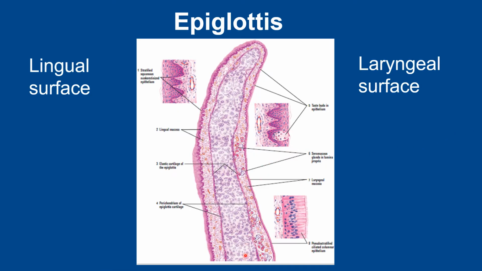Epiglottis. Earlier you have seen the epiglottis. The epiglottis is an elastic cartilage which is covered by mucous membrane. The anterior surface, or lingual surface, of the epiglottis comes in contact with the food material, and it is lined by stratified squamous epithelium. The posterior surface, especially the upper part, is also lined by stratified squamous epithelium.